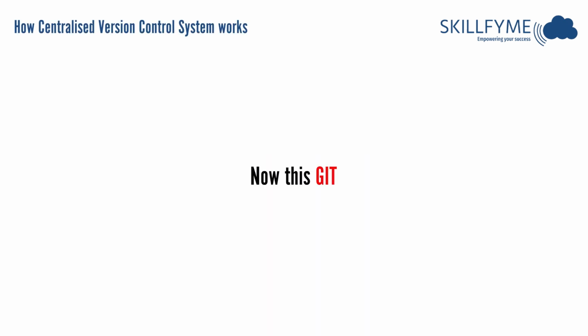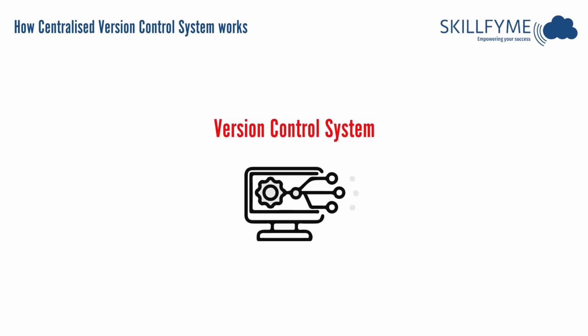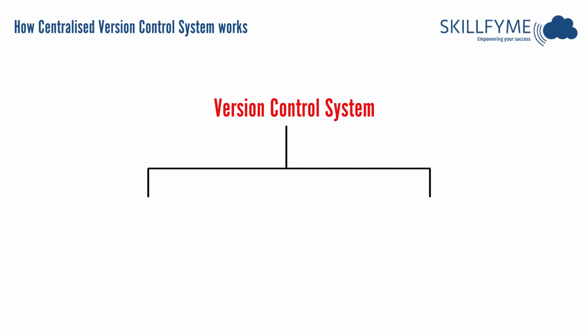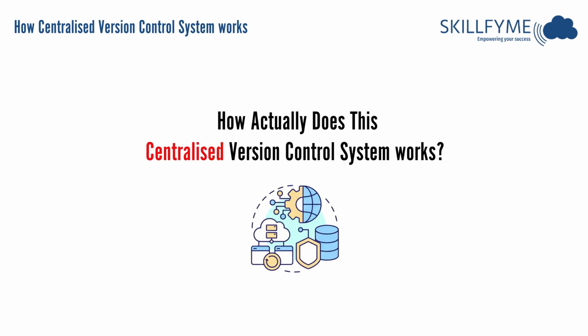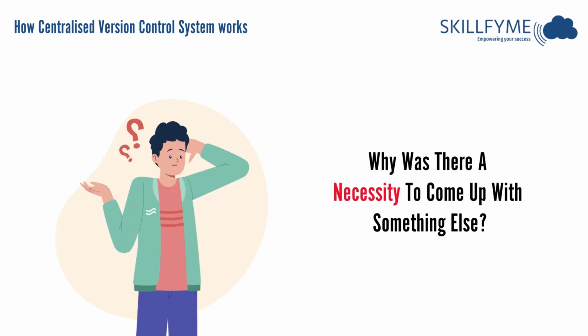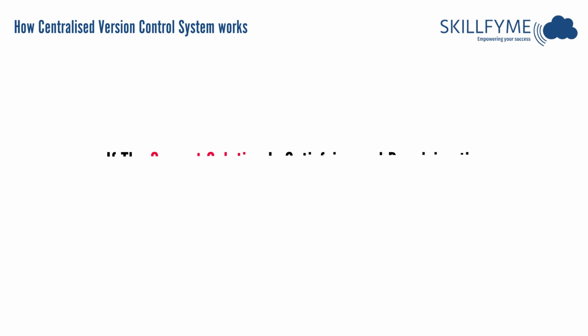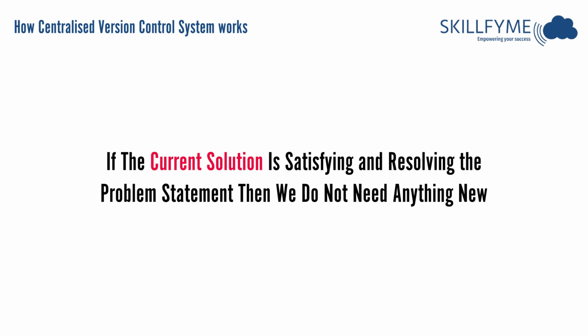Now, you can categorize version control systems into two categories. One is centralized version control system, another is distributed. How does a centralized version control system work, and why was there a necessity to come up with something else? If the current solution is satisfying and resolving the problem statement, then we do not need anything new.